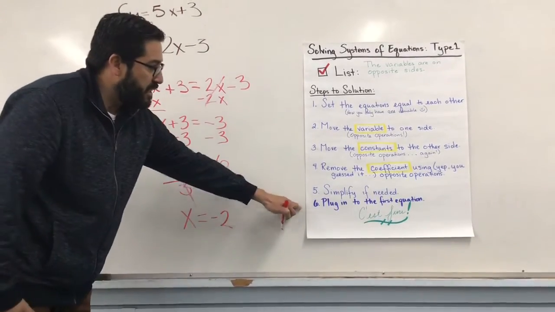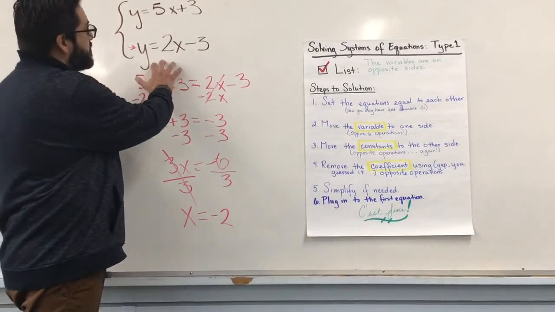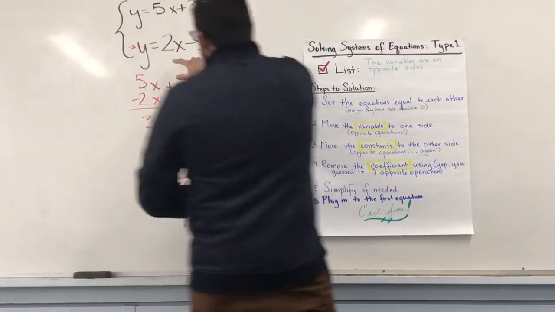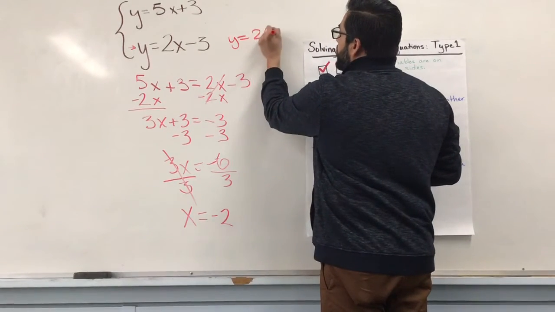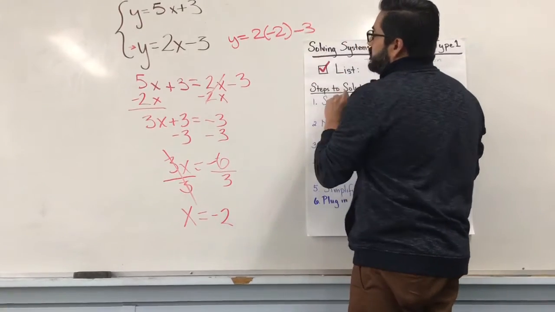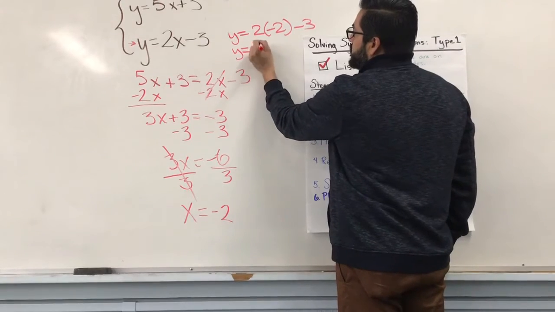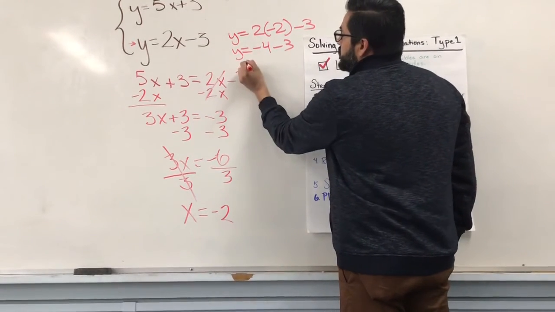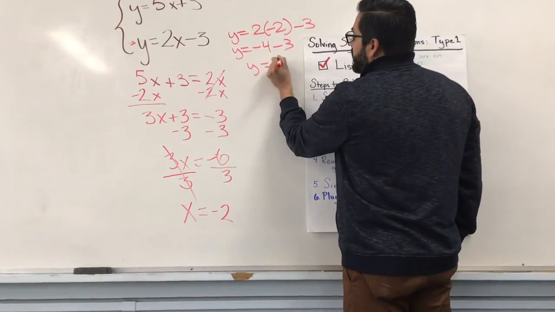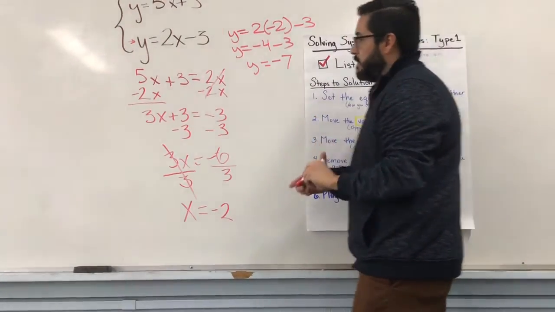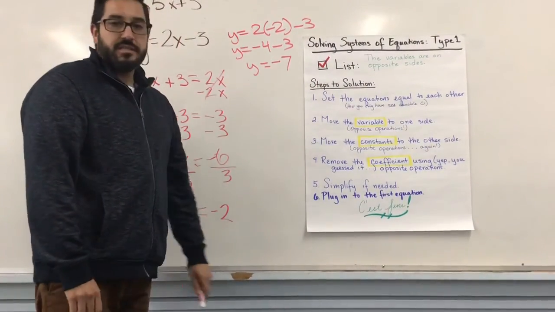Now, the next step is to plug it into our first equation. I'm actually going to plug it into our second one only because it seems a little bit easier. So I'm going to put negative 2 where this x is. So y equals 2 times negative 2 minus 3. And if we combine our terms, 2 times negative 2 is negative 4 minus 3. So y equals negative 4 minus 3 would be negative 7. And that's how you do type 1 when you're solving systems of equations.